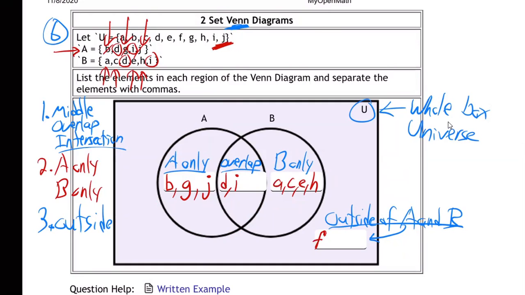And so there we go. So how did we do that? So step 1, we found the middle overlap. We found out what was in both circles, A and B, and that was the little d and the little i. Then we did the A only and the B only. And then we found what was on the outside. The Venn diagram shows the breakdown really nicely of all that stuff.